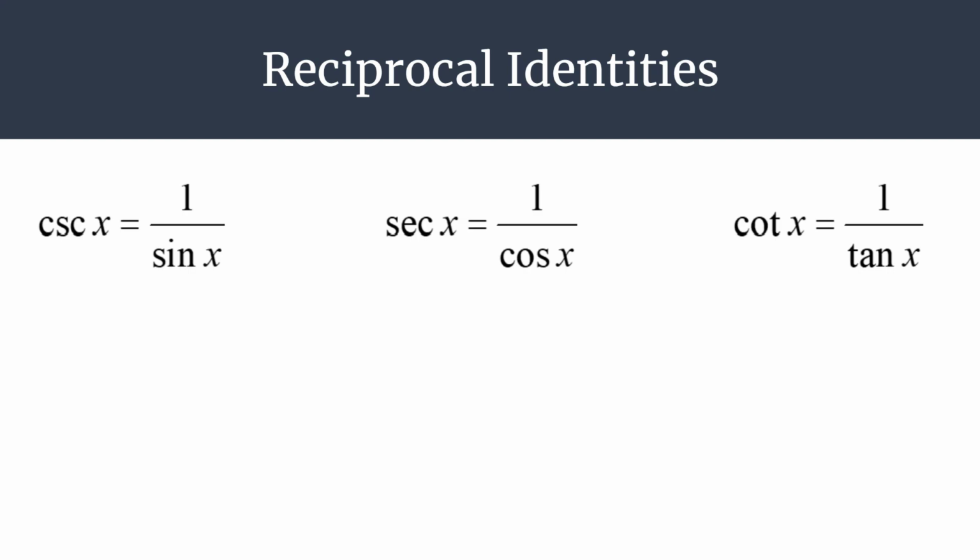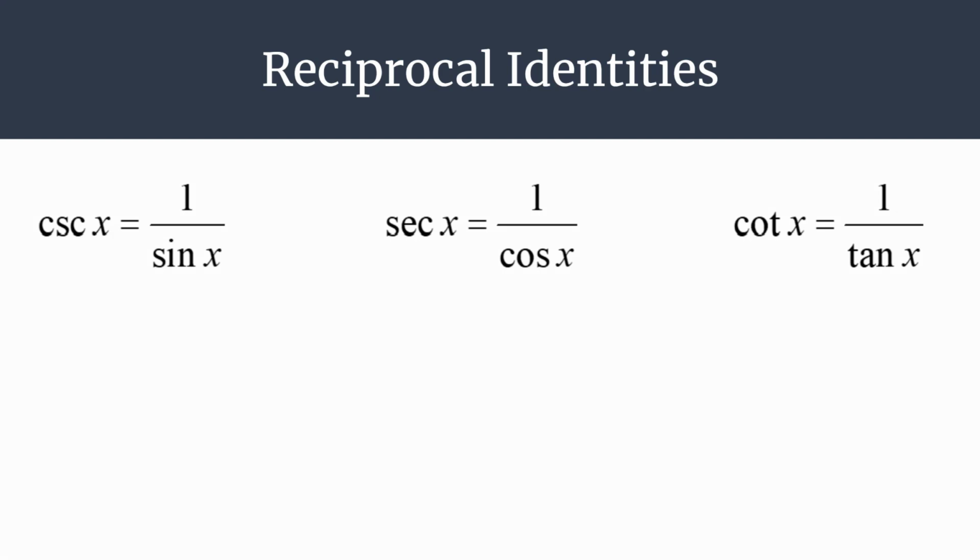First, the reciprocal identities. Here are the ones you see most often. We know that cosecant is just going to be 1 over sine. Those are reciprocals. Secant of an angle is going to be 1 over cosine. And then cotangent, its reciprocal is tangent, so we know that the cotangent of x is equivalent to 1 over the tangent of x.